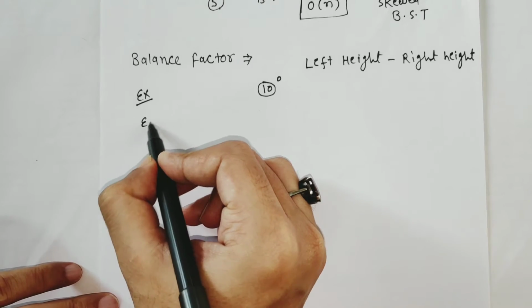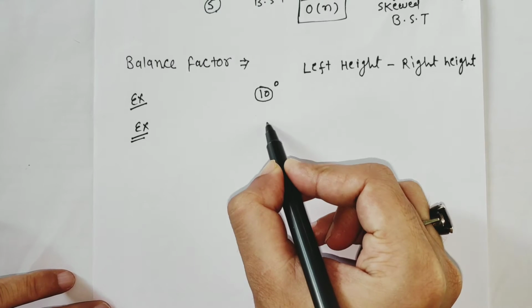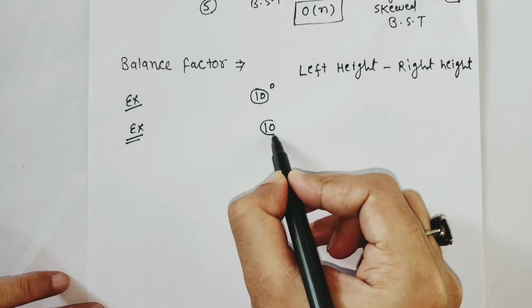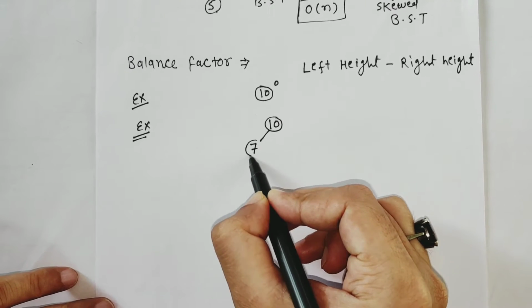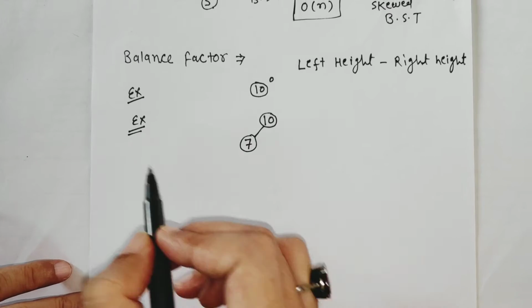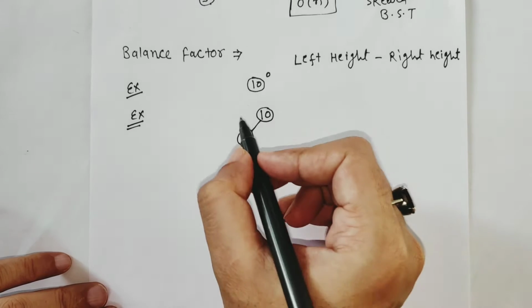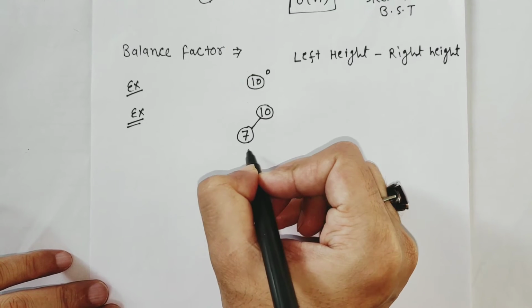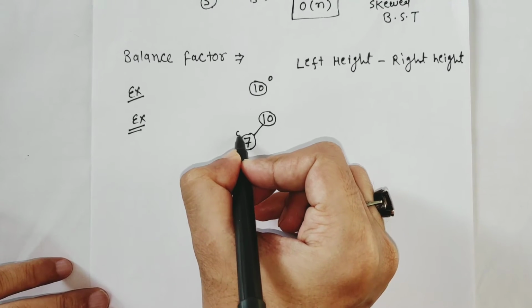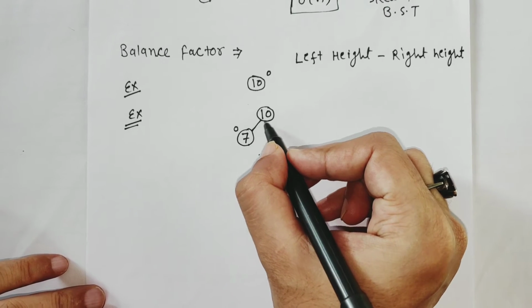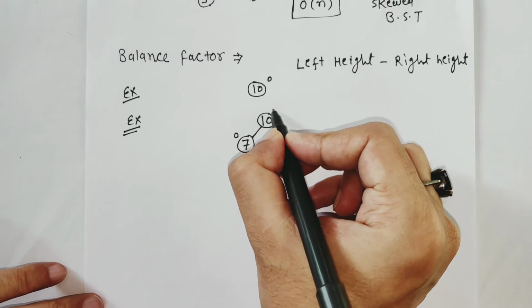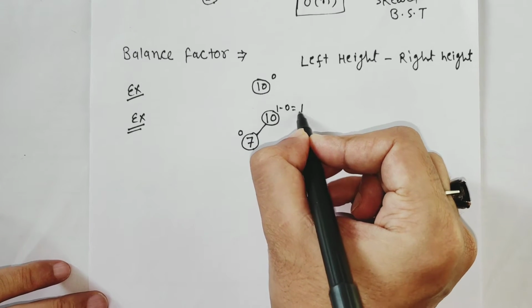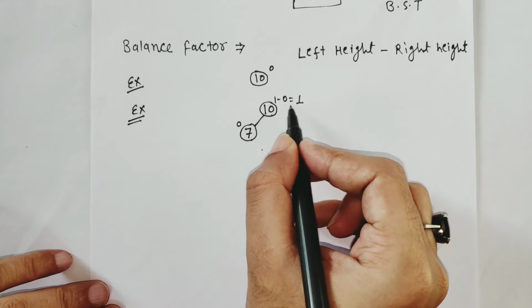Now again I will take one more example. Here I have one node 10 and after that 7. Now I will find out the balance factor of every node. So for this node, left height minus right height is 0. For this node, left height is 1 and right height is 0. So 1 minus 0 is 1. So balance factor of this node is 1.